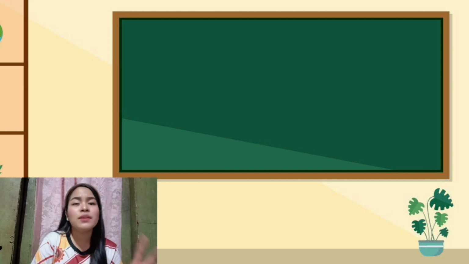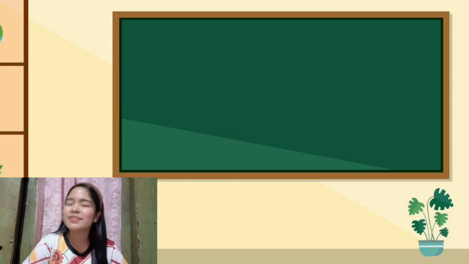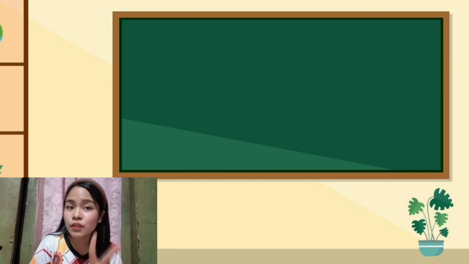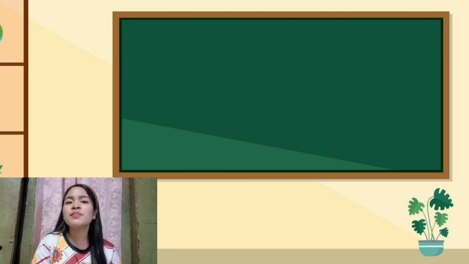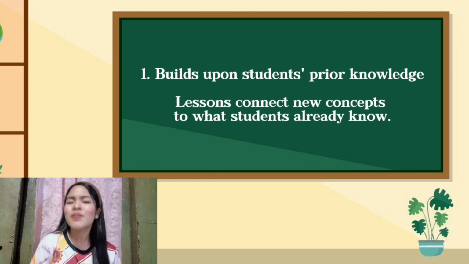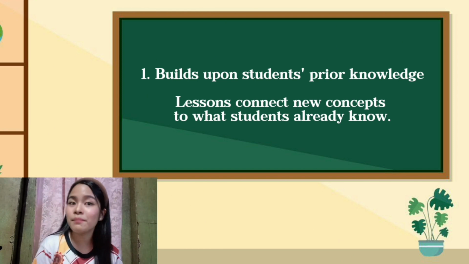So there are 5 main characteristics of an effective lesson plan. Now I will just explain 3 of them because the other 2 will be explained by my co-member. Number 1, it builds upon students' prior knowledge. Lessons connect new concepts to what students already know. This helps deepen understanding and makes learning more meaningful.